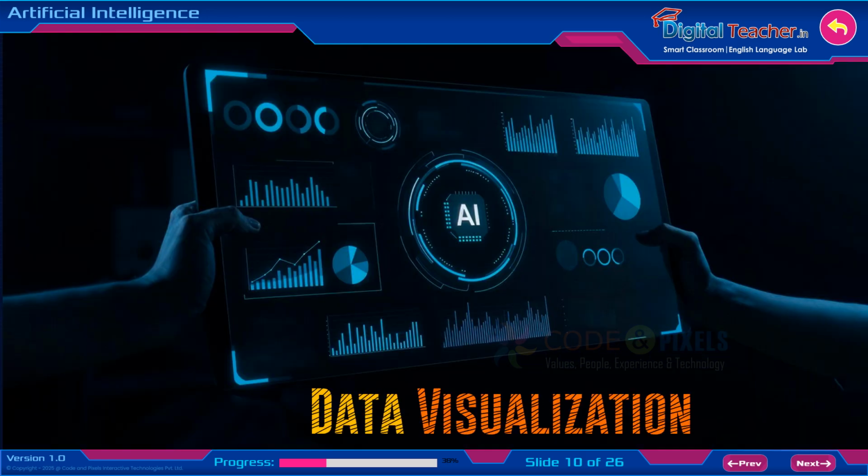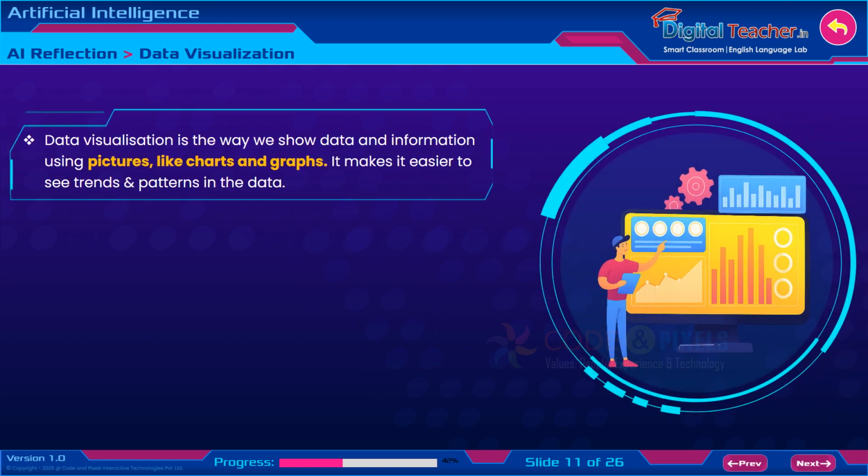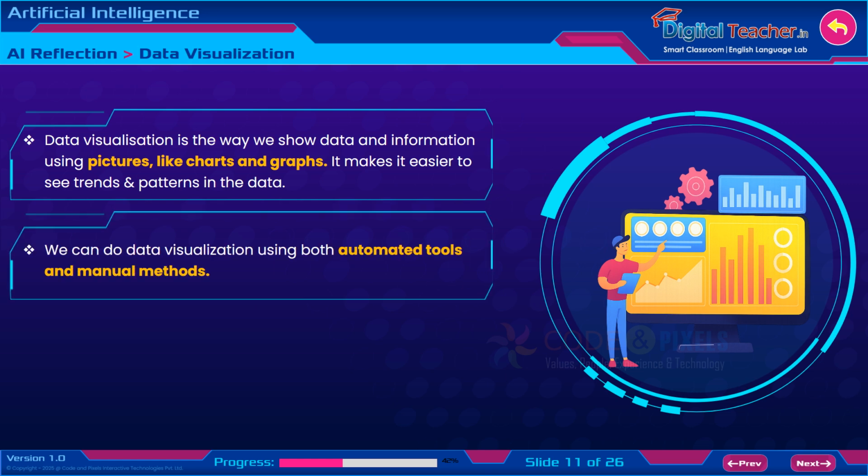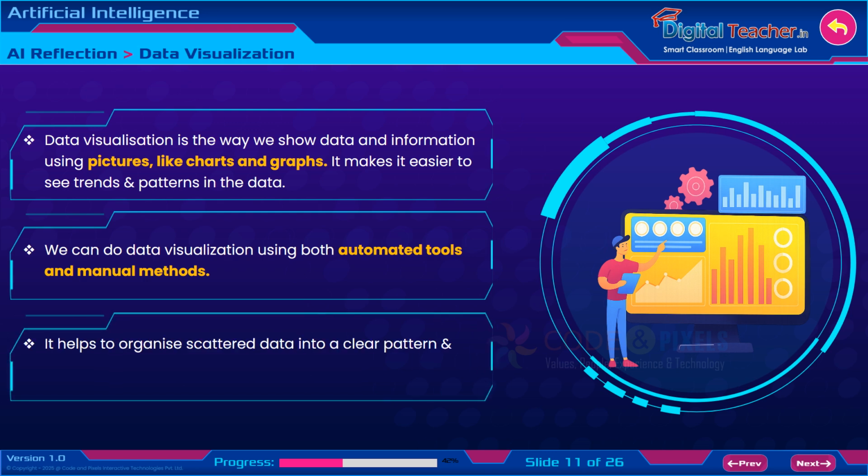Data visualization. Data visualization is the way we show data and information using pictures, like charts and graphs. It makes it easier to see trends and patterns in the data. We can do data visualization using both automated tools and manual methods. It helps to organize scattered data into a clear pattern and helps us see important trends. It also helps us make better decisions.